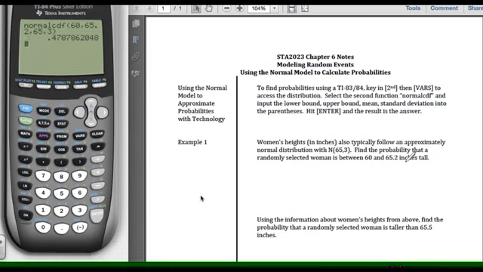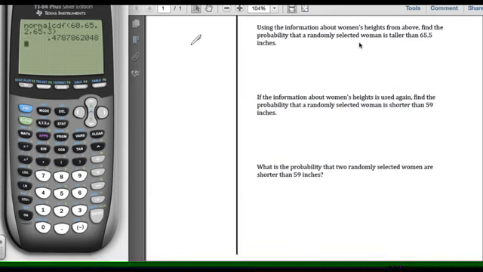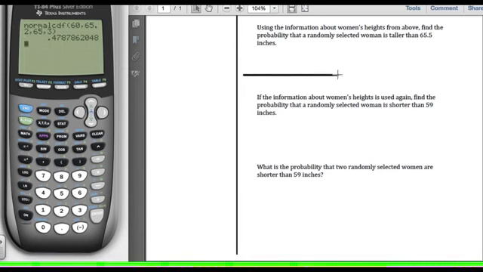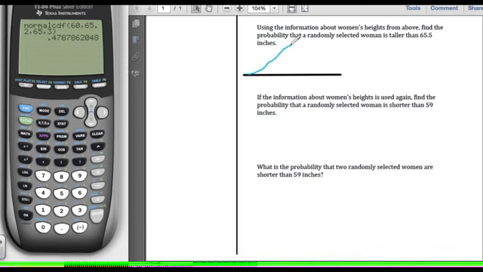Let's look at 2 more examples where we use this normal CDF function. Same information about women's heights from above. I want the probability that a randomly selected woman is taller than 65.5 inches. Women's heights follow a bell-shaped distribution, a normal distribution, with a mean of 65 and a standard deviation of 3. I want the probability that a woman is taller than 65.5 inches tall.